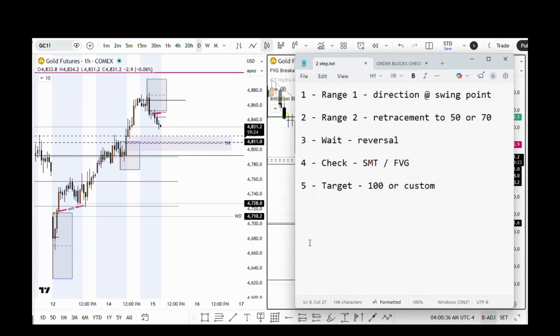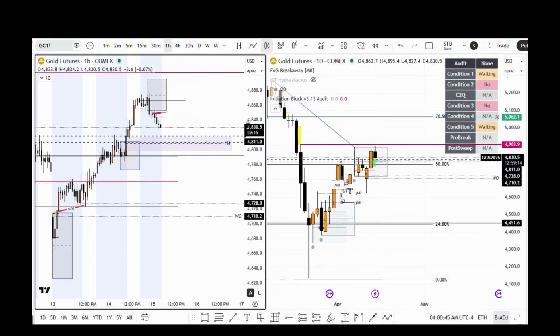Okay, so I have a crazy target, 3,500. All right, that's way, way, way down from where we are. Bear in mind that if you look at my screen, we are at around that 4,830. So let me go to the left.